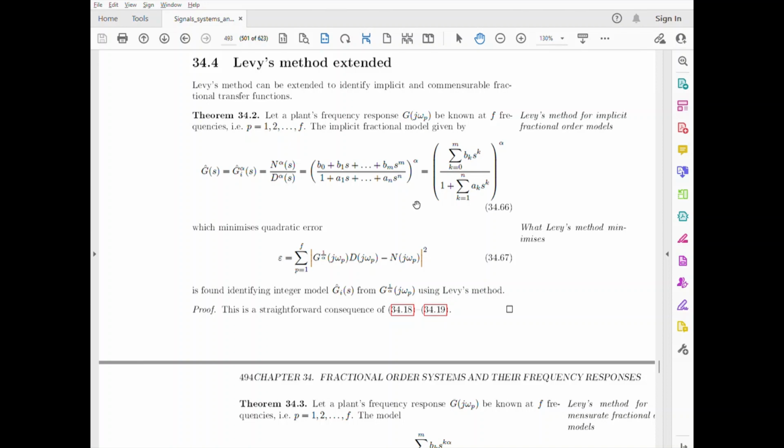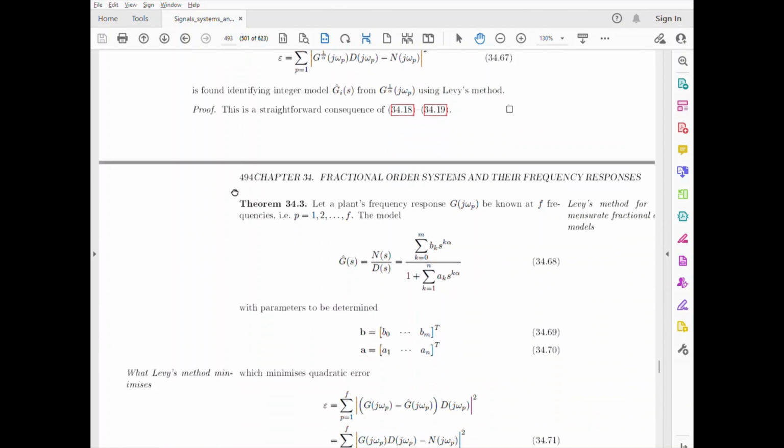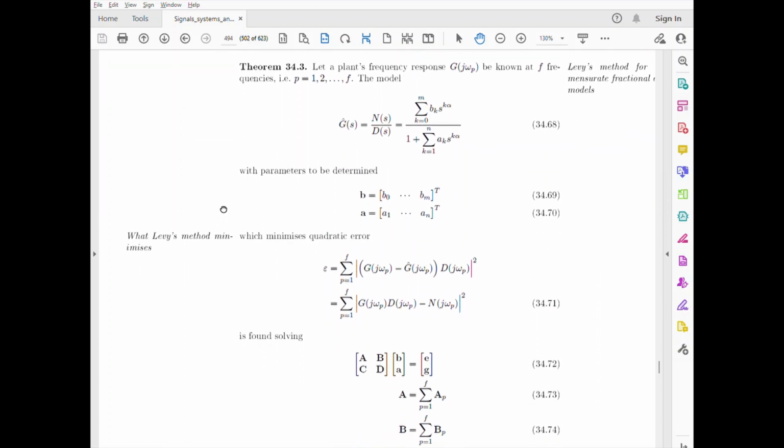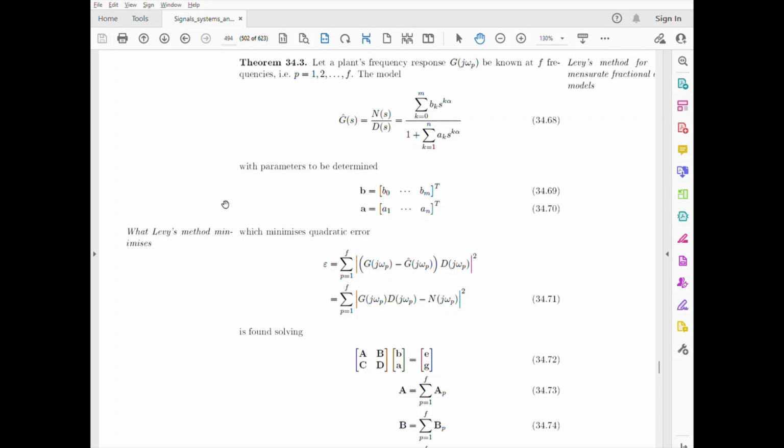The situation is more complicated if our fractional order transfer function is not implicit but explicit. Still, it is possible to use Levy's method just the same way. We will again minimize this quadratic error. And all we have to do now is to take care, because the powers of j omega will no longer be integer. We will have here powers which are fractional.